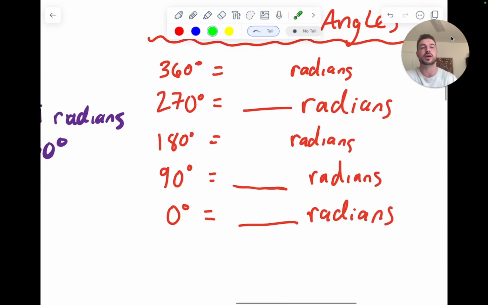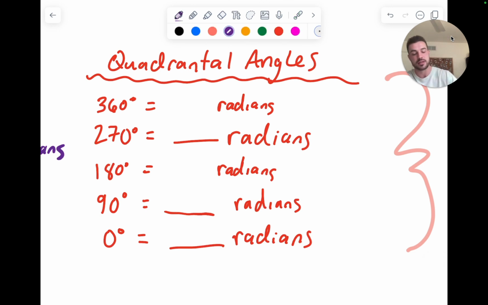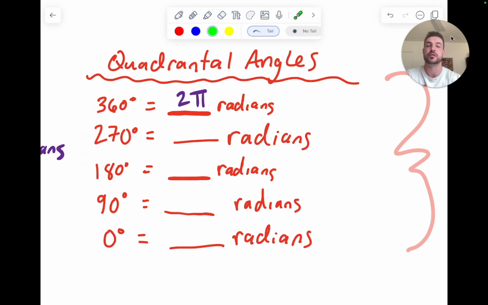In order to do that, we need to think about a few things. These are what we call our quadrantal angles. Just to build our understanding, an entire circle is 360 degrees, but as we just mentioned, it is also 2 pi radians. Knowing that 180 is half of 360, we should be able to figure out that half of a circle, or 180 degrees, is going to be pi radians. And then we can fill everything else in from there.